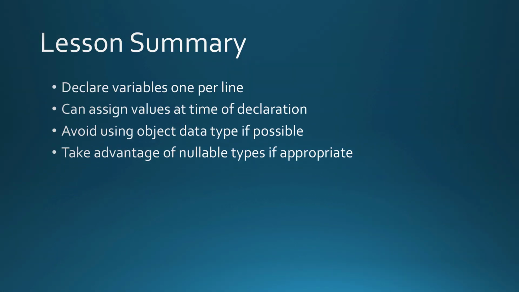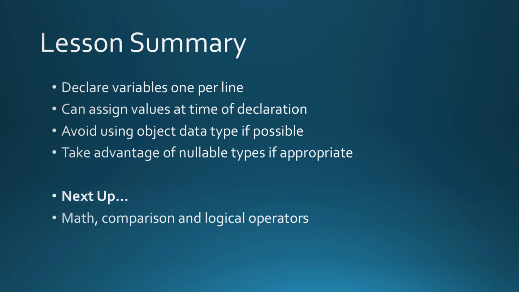So in this lesson, we saw that we can declare variables, and we should declare them one per line. We can assign values at the time of declaration, avoid using that object data type if possible, and you can now take advantage of these nullable types if appropriate. You don't always need to use them, but sometimes they do come in handy. Next up, math, comparison, and logical operators.